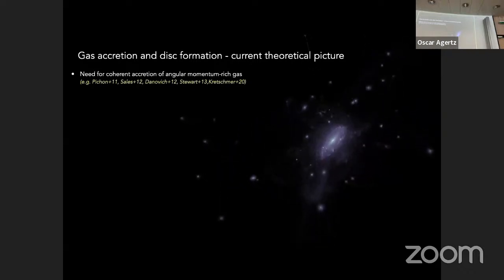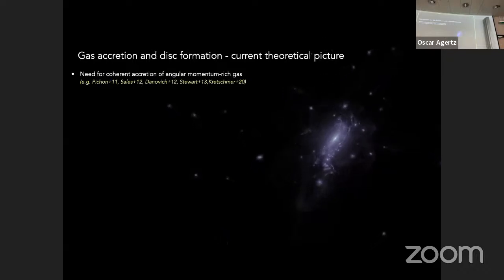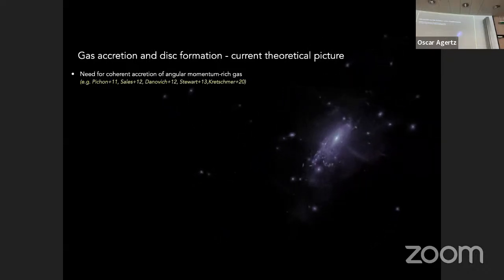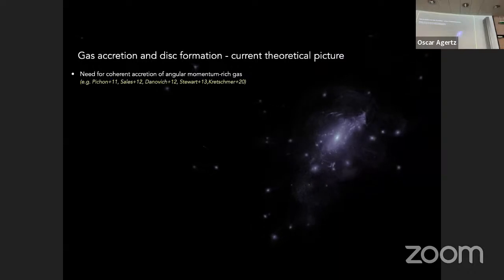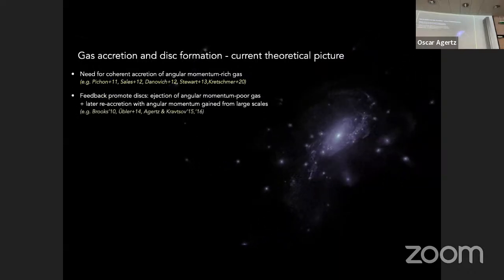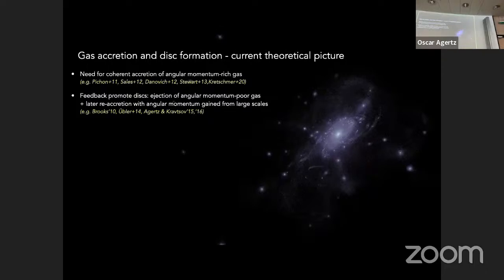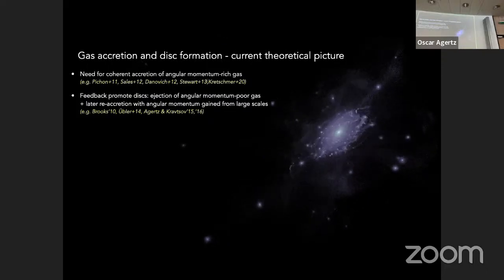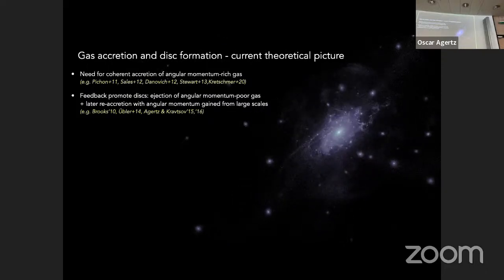Right? It has to be angular momentum rich, but it has to be coherent. Otherwise, if it's random, you're not going to make a compact system. So it has to be accreting coherently, forming a disk. We've known that for a while. Feedback can promote this. Funnily enough, this feedback that creates turbulence and mess actually helps to promote this, right?